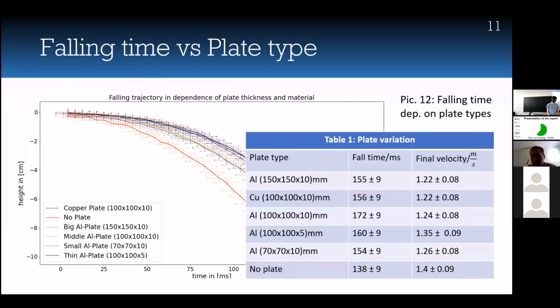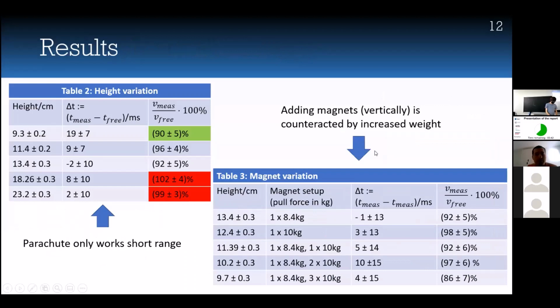Yeah, and so here it is summarized once again. It's a little bit easier to see in such a manner, and as you can see, also the errors are quite high. So the further things that I varied were height and magnet types, as already said, and you can see that in the best case scenario, the slowing down was about 10% in both cases.